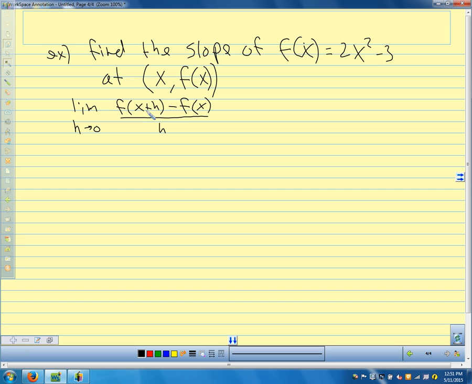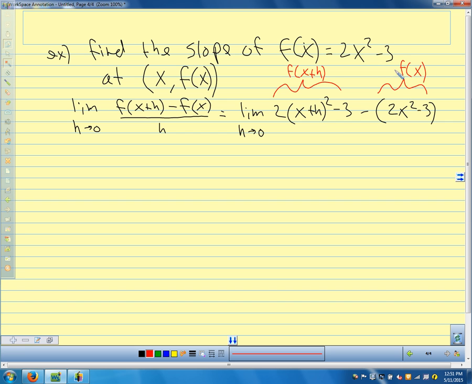So this is telling me I'm going to plug in x plus h. F of x plus h just says plug in x plus h everywhere I see an x. So this is the limit as h approaches 0 of 2 times (x plus h) squared minus 3. That value is f of x plus h. I'm just plugging in x plus h for x. Minus (2x squared minus 3). That is f of x. That's what this tells me f of x is. And then I'm dividing that by h.